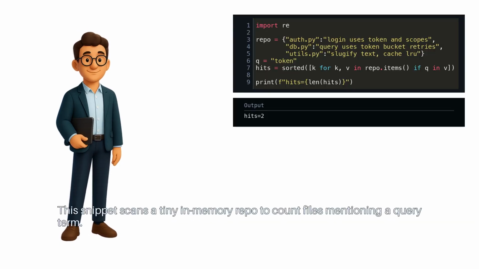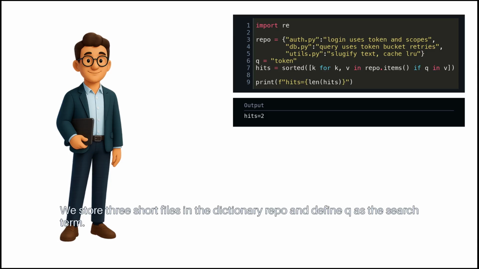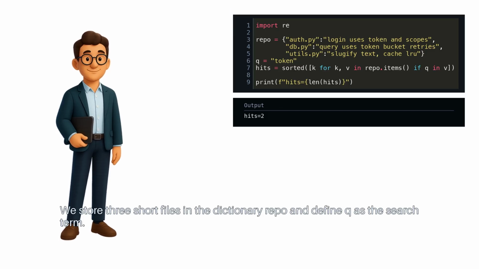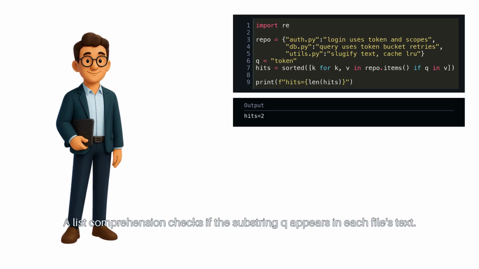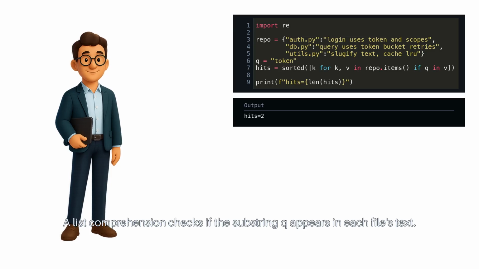This snippet scans a tiny in-memory repo to count files mentioning a query term. We store 3 short files in the dictionary repo and define Q as the search term. A list comprehension checks if the substring Q appears in each file's text.